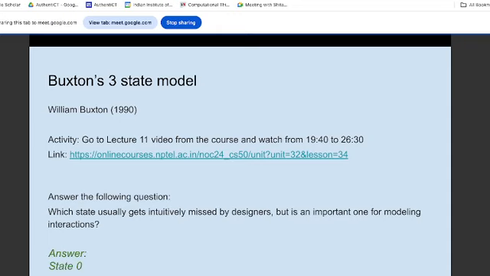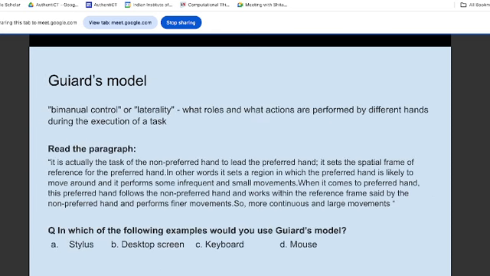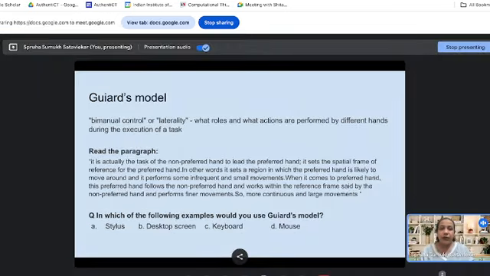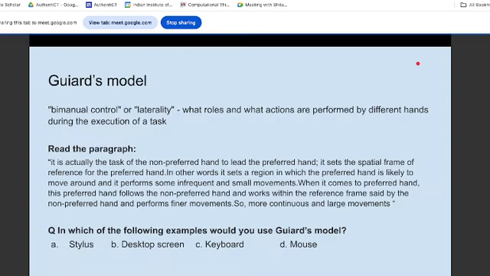So here's the question for that previous one. We'll skip it now. So Guiard's model talks about bimanual control or laterality. We can always observe that we don't use our cell phones or our computers or our laptops with only a single hand. Say you are a righty person or a lefty person, you will have a preferred hand and then a non-preferred hand. So we usually see that we use both hands while performing tasks. Intuitively we think only one hand is used, but actually there are two.